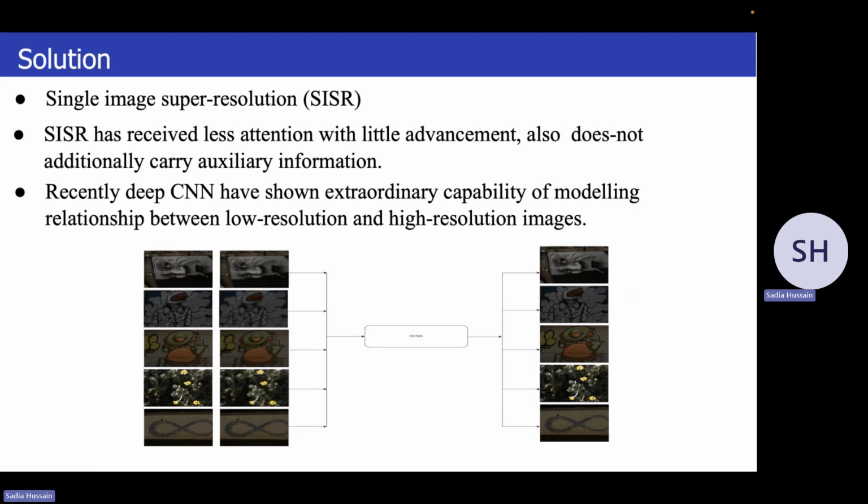So why are we doing single image super resolution? Because it's flexible and easily adaptable. Using single image super resolution, we can build strong features which can help turn our low resolution into high resolution. And recently, deep CNNs have shown extraordinary capability in modeling this relationship. So the practical rationale is we have a high resolution image and we have its corrupted version. We give it to the DCNN method and we get the high resolution back.